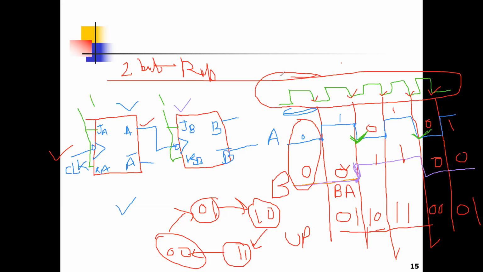Okay, and girls, some girls even ask me to connect A bar to the second flip-flop. Yes, you can connect it and check what you will get. Maybe I can give you that as an assignment for the next class, so you can connect the A bar block and then check what the waveform will be. Yes, now we can just say that it's an up counter.